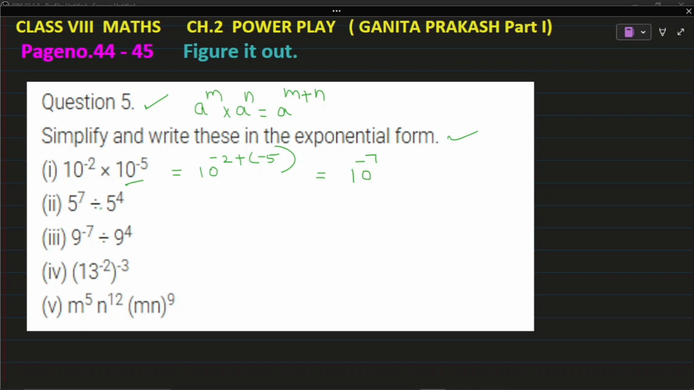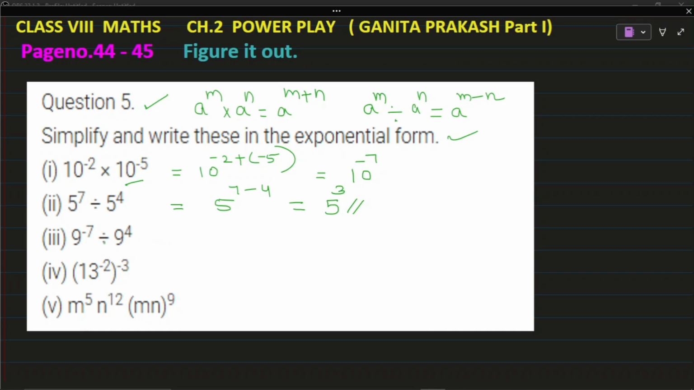Now the next one is division. That is exponential division. We have to subtract the powers. That is a raised to m divided by a raised to n. For this, the answer becomes, we have to subtract the powers, so a raised to m minus n. That property we are using. So this answer becomes 5 raised to 7 minus 4, that is 5 raised to 3.